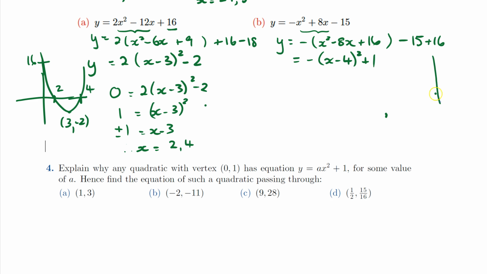What has this done? It's given me a parabola which has its vertex at 4 and minus 1. So across 4 down here at minus 1. And it's concave down. So I can tell straight away there are no zeros. So there's no point going through the process of putting y equals 0.